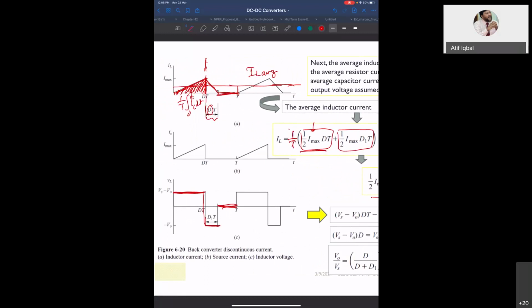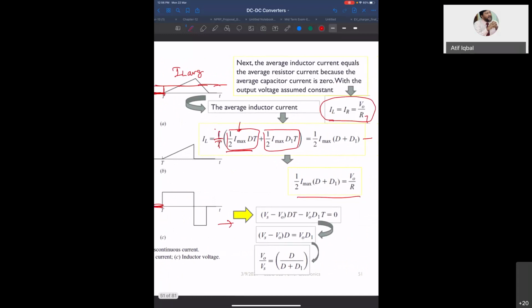So now for this waveform, again, we find this area, and the sum of the two areas should be equal to 0. So you do the same thing. From here, this is the area under the positive curve, this is the area under the negative curve. When you equate them, you have this. So from here, you get V naught by Vs is equal to D upon D plus D1.